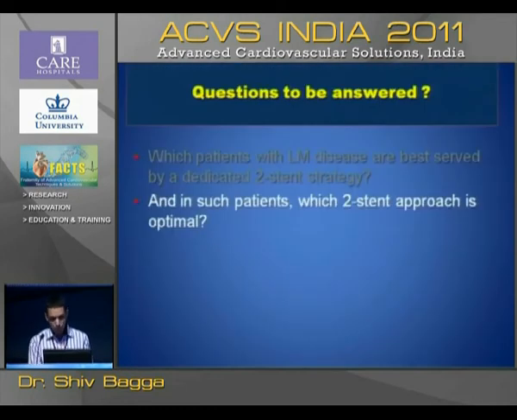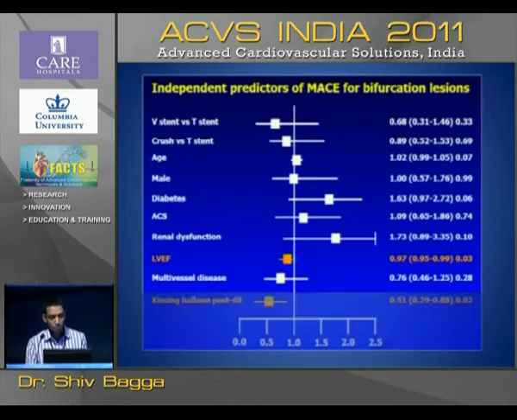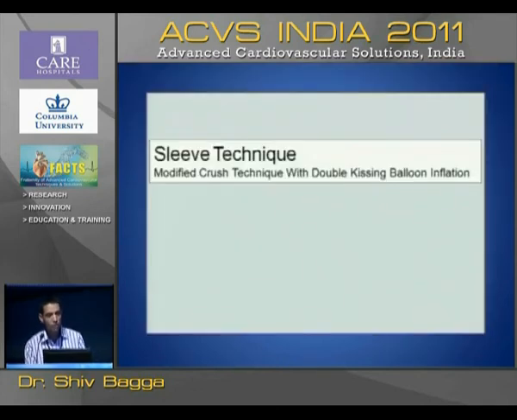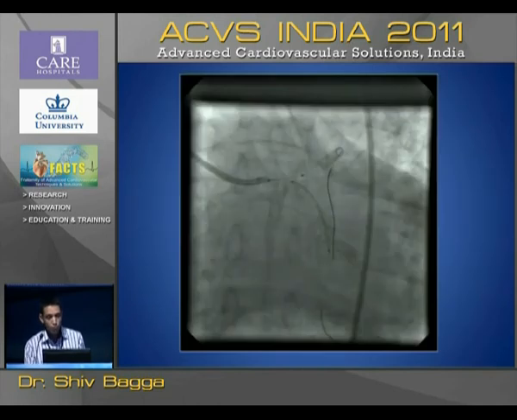But the baseline remains that we have to perform a very optimal procedure and finish the procedure with a good final kissing balloon strategy. That is the basic fundamental of doing a bifurcation stenting for left main. Well, we can choose from culotte or crush or a DK crush, which is a modification of the crush, and I'll be demonstrating this technique, which actually involves 5 steps. There are 2 additional steps in addition to the conventional crush. So I decided to perform the DK crush stenting for this patient.